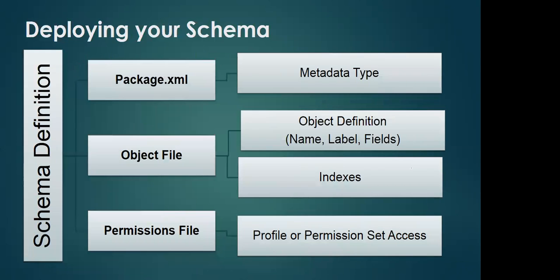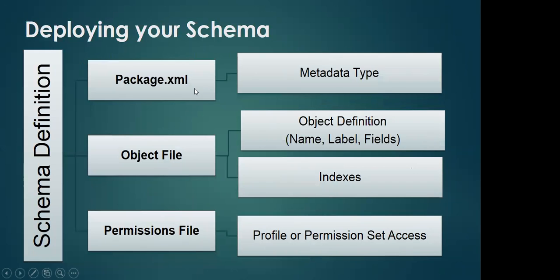a big object schema definition to your Salesforce instance. So a big object schema definition typically consists of three basic files, right? The first file is the package.xml file, and I'll come to what it stores and what it is, the details around that, in a bit. The second is the object file, and the third is a permissions file.